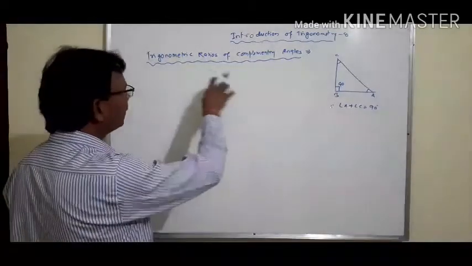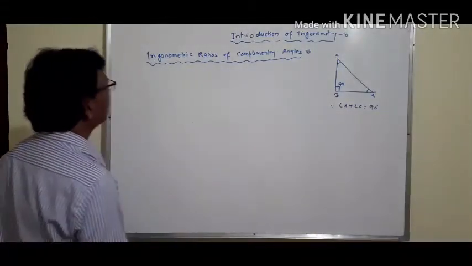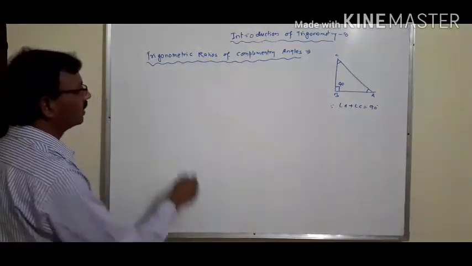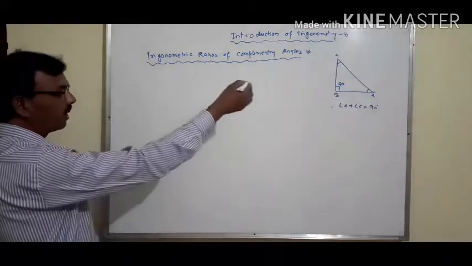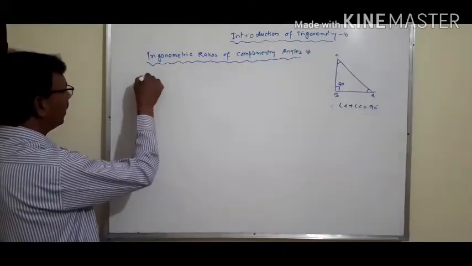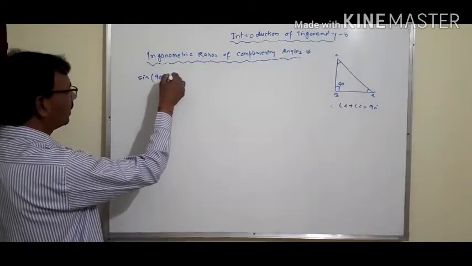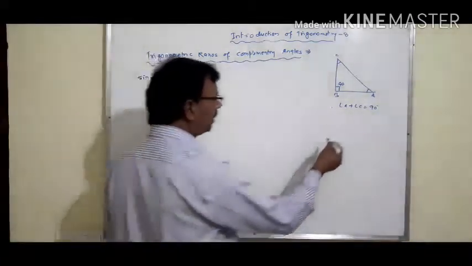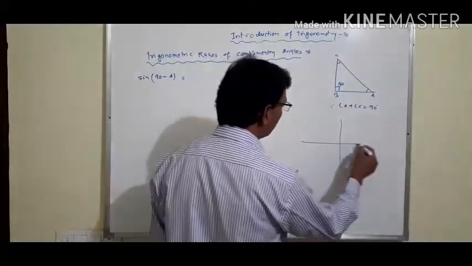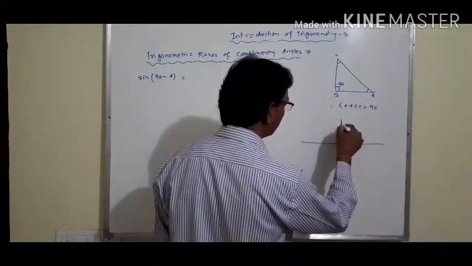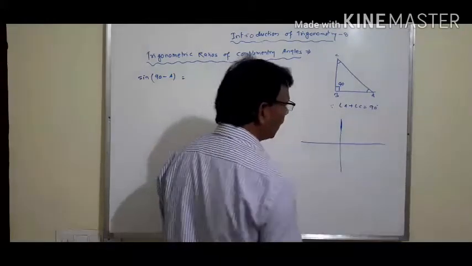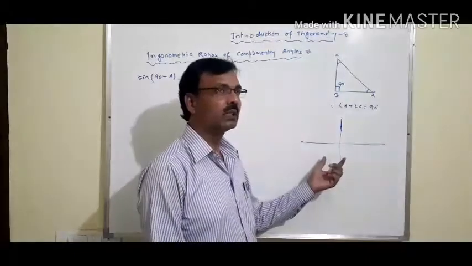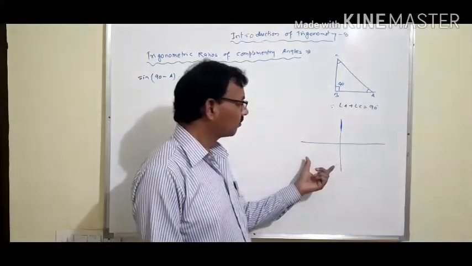Now there are six trigonometric ratios for the complementary angles. We take for the angle A, sine of 90 minus A. What will happen if you go into the quadrant? What is the quadrant? About the quadrant we have already discussed in coordinate geometry.